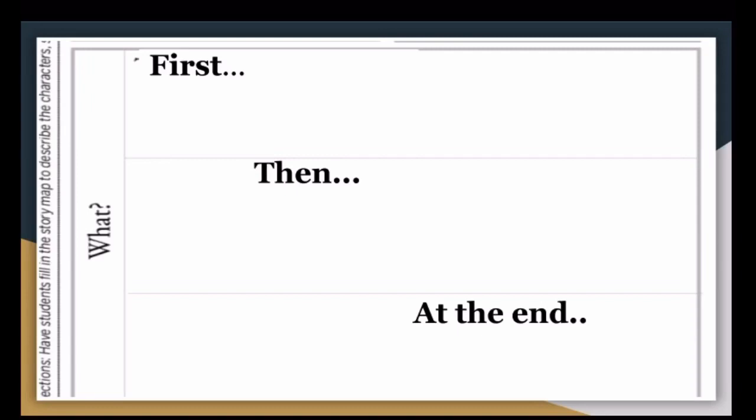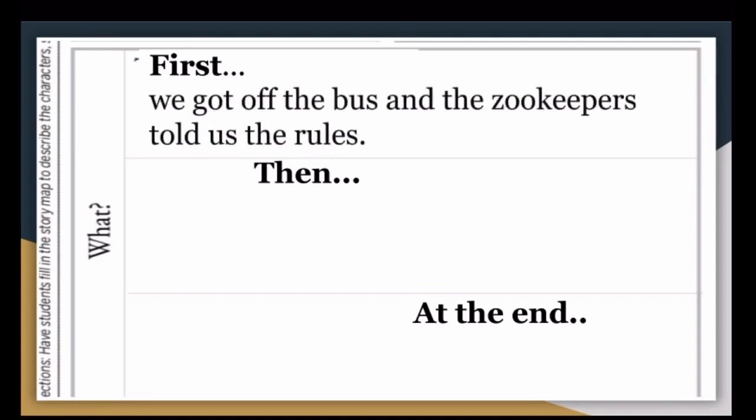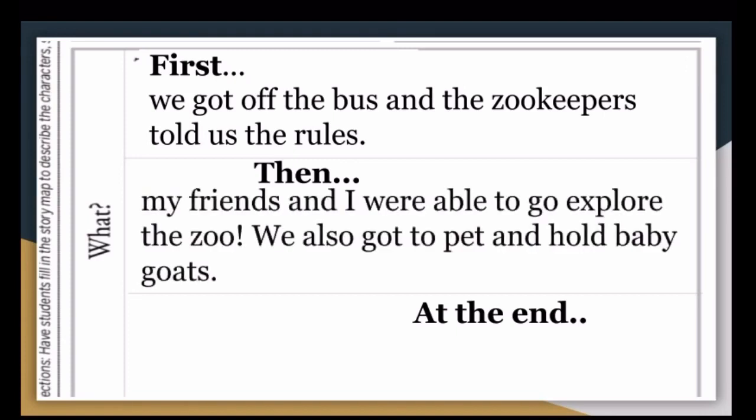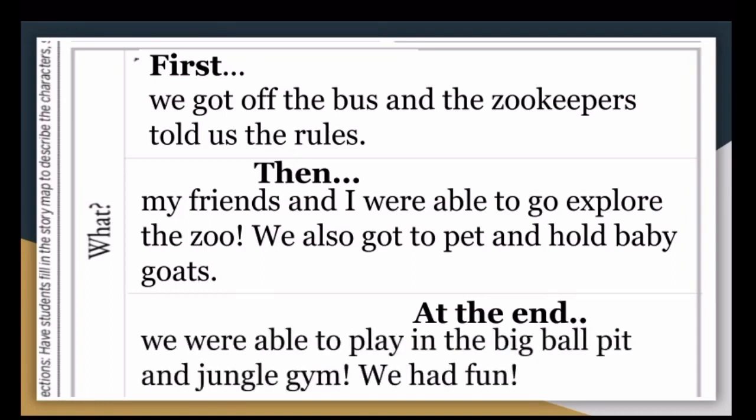We had our first, then, and at the end statements. So first, we said, we got off the bus and the zookeepers told us the rules. Then, my friends and I were able to go explore the zoo. We also got to pet and hold baby goats. At the end, we were able to play in the big ball pit and jungle gym. We had fun.